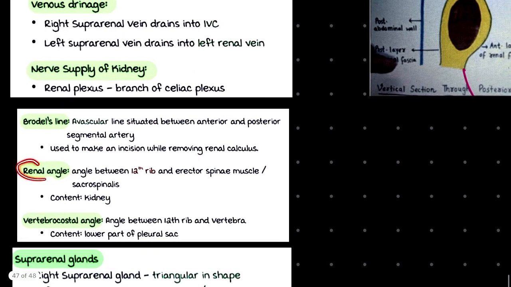Talking about renal angle. What is renal angle? The angle between the twelfth rib and erector spinae muscle, right? And what is its importance? It contains the kidney. Talking about the vertebrocostal angle, vertebro, that is our vertebra, and costal, that is our twelfth rib. The angle between the twelfth rib and vertebra is our vertebrocostal angle, and its content is the lower part of the pleural sac.